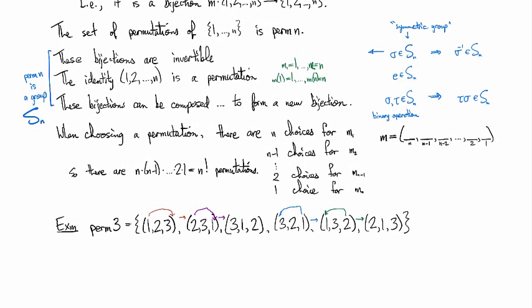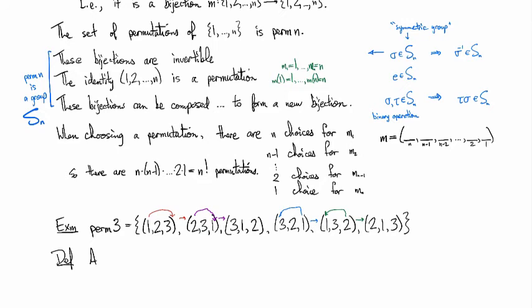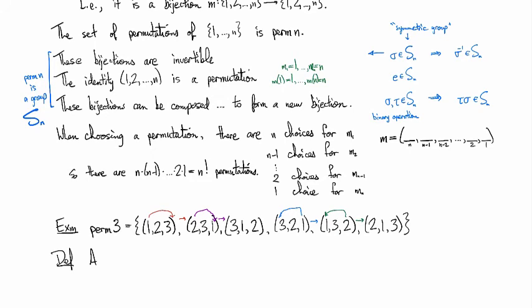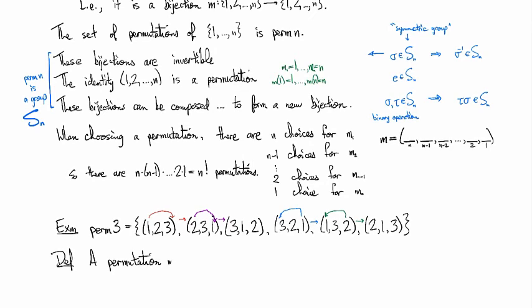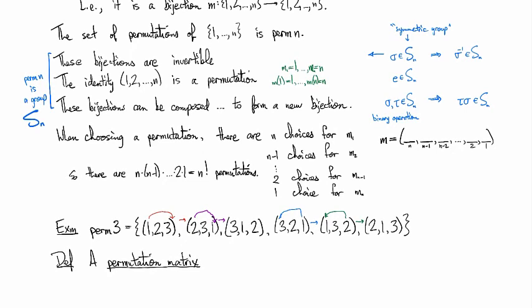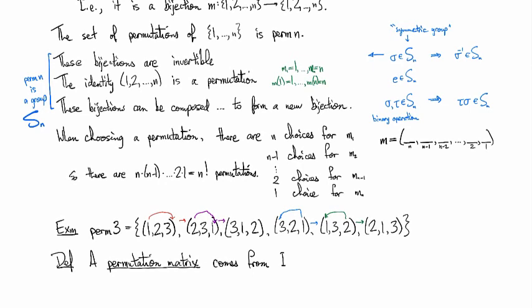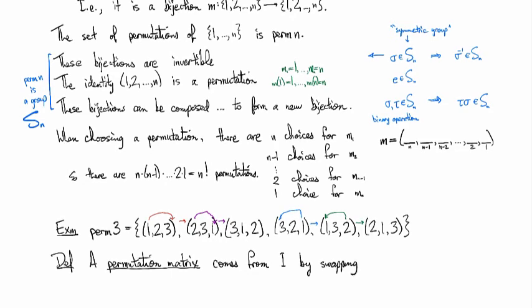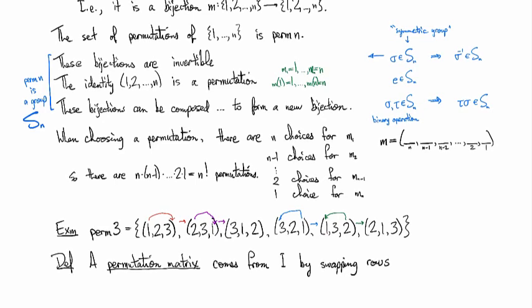We also have a closely related idea, and this is not technically part of the definition, but I think it helps show what's going on. It's called a permutation matrix. A permutation matrix comes from the identity by swapping rows. If you remember your elementary row operations, you do some row swaps, interchange some rows.